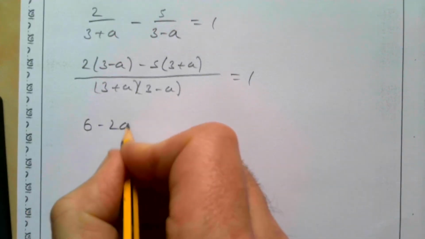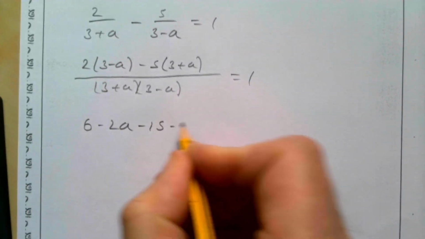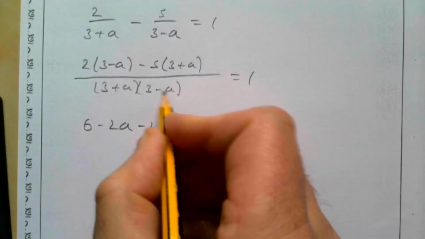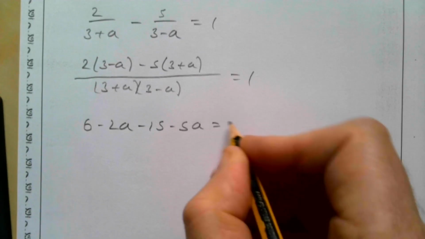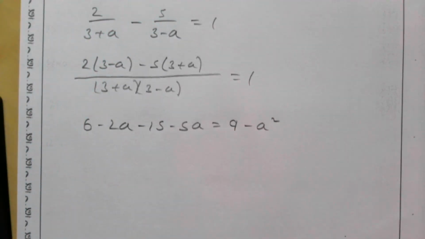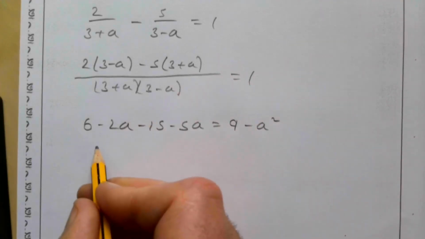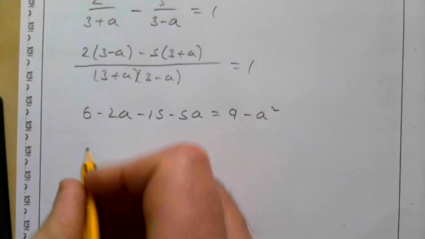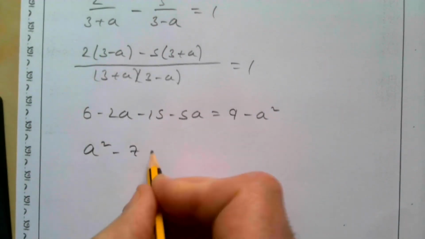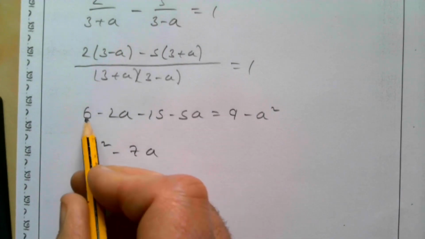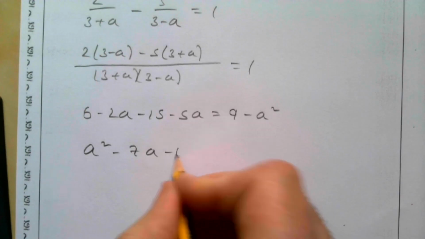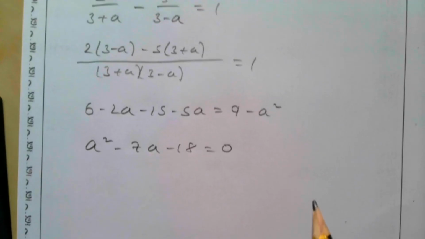Top line then becomes 6 minus 2a minus 15 minus 5a, and that equals, we're going to multiply this up here, 9 minus a squared. I'm going to take everything over to the one side and try and tidy it up. So the a squared is going to come over here. Minus 2a minus 5a is minus 7a. And then a few numbers are sorted. 6 take away 15 is minus 9. And then take away 9 from that, so it's minus 18 equals 0.